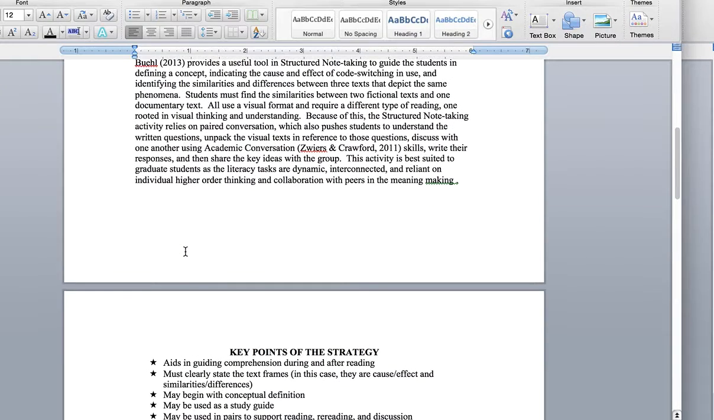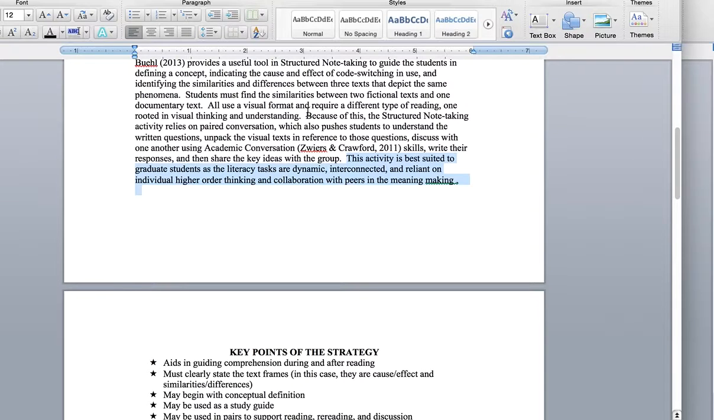Going through, and in my use of the structured note-taking, I also want you to be using academic conversation strategies and skills, because it's something that we've talked about in the class, and of course, because you are graduate students, you can do multiple tasks at once. So in this case, this activity is best suited to graduate students, as the literacy demands are dynamic, interconnected, and reliant on individual higher order thinking and collaboration with peers in the meaning making.